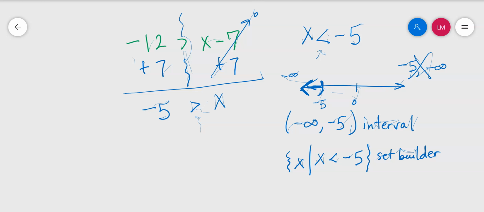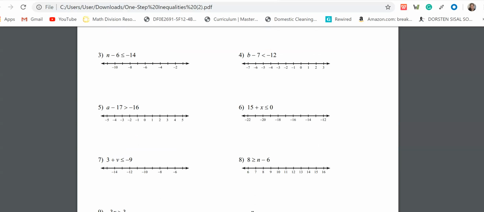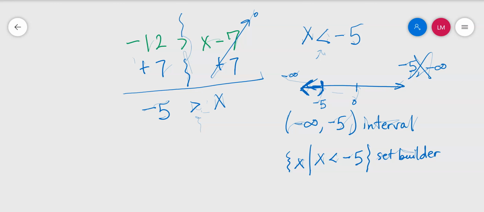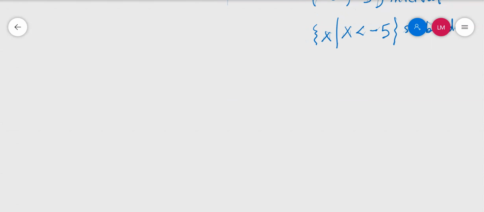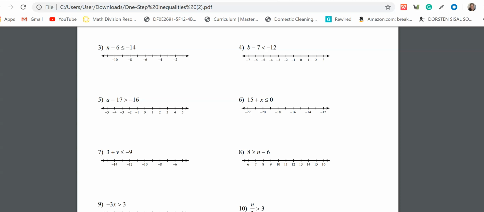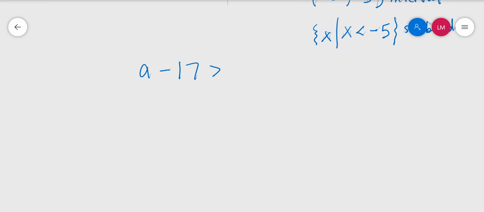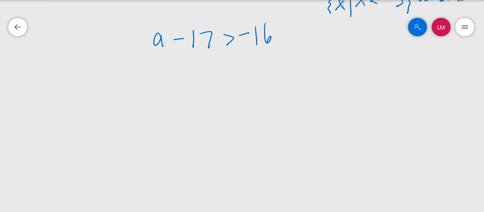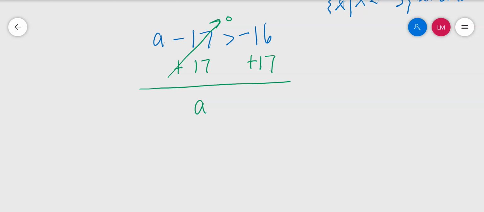So let's go on now and try number 5. For this one we have a minus 17 greater than negative 16. Alright, so here we go. So we have a minus 17. To get rid of that negative 17 on the left, we're going to put a plus 17. What we do to the left, we're going to do to the right. This is now gone. Remember, we're solving for our variable, so a is now by itself.